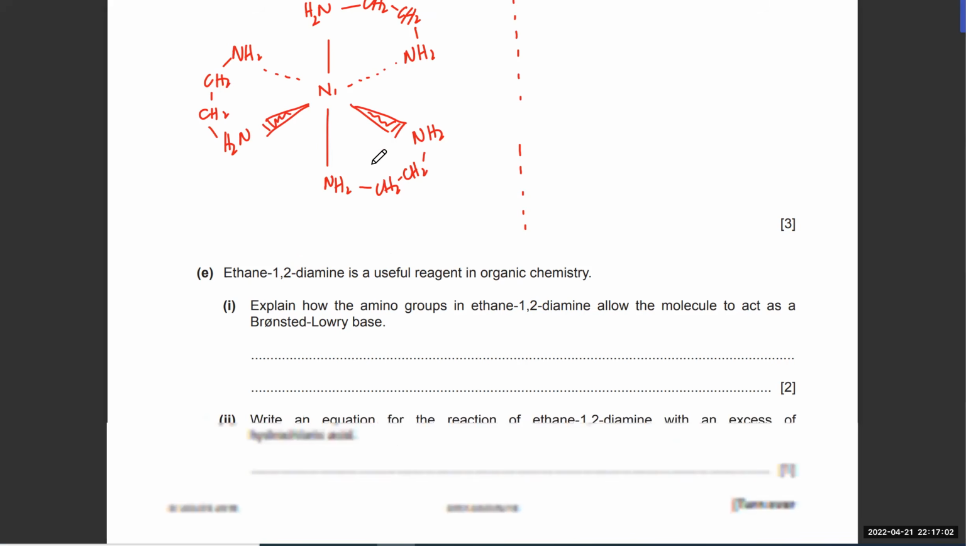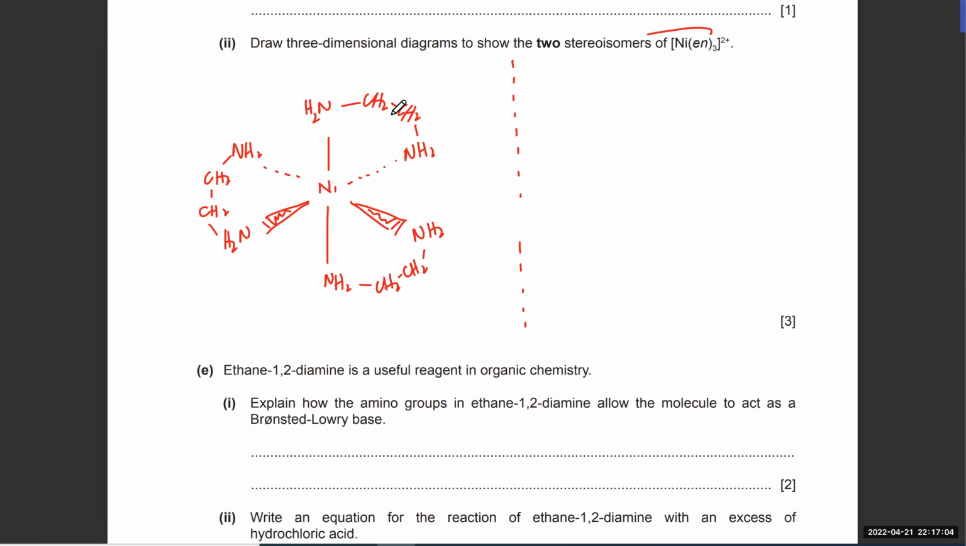And remember, this is the only time when you have stereoisomers. There are actually two times. One is that you have three bidentate ligands. So there's going to be a mirrored version of this same one. There would be two different three-dimensional shapes of a molecule, right?